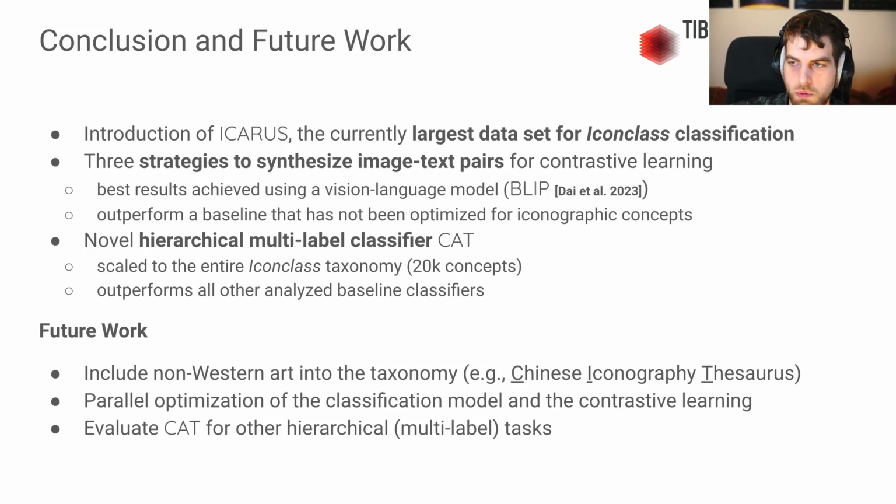For future work, we also want to expand the icon class annotation to non-Western art taxonomies, for example, the Chinese iconographic thesaurus. And currently, because this is a two-step approach, we do the contrastive pre-training and then the classification training. We want to also combine them, so optimizing both loss targets at the same time. And then at the end, we also want to evaluate our CAT classifier on other hierarchical multi-label tasks outside of the art domain.